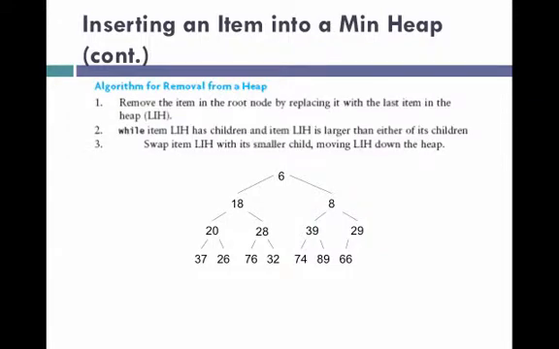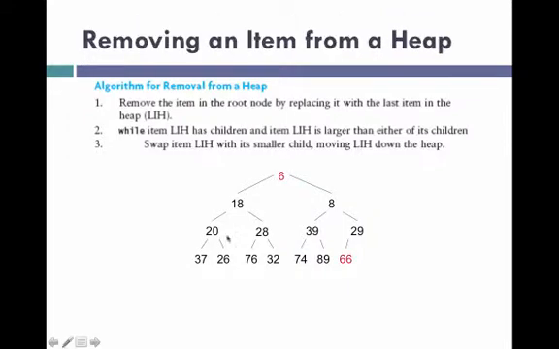Now the algorithm to remove from a heap. We remove the item in the root by replacing it with the last item in the heap. So one idea here is that when we remove an item from the heap, we're always going to remove the smallest item. Here we're not talking about just removing an arbitrary item. And then while the last item in the heap is larger than either of its children, we swap that item with its smaller child, moving it down the heap.